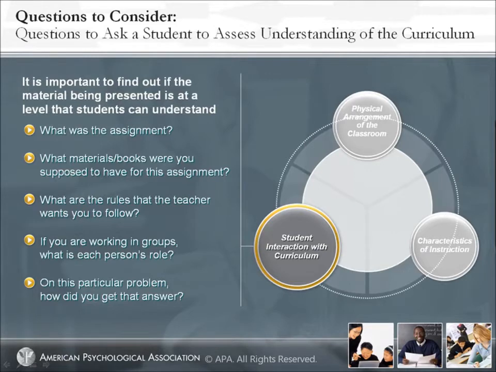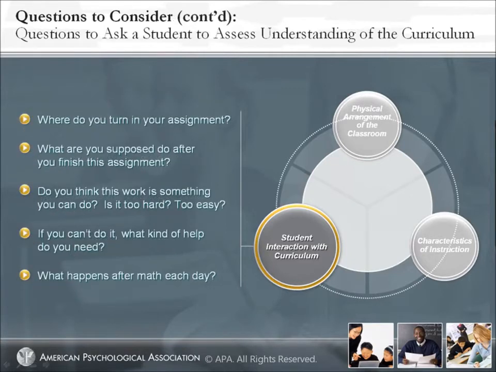Potential questions to ask students are: what was the assignment? What materials, books, were you supposed to have for this assignment? What are the rules that the teacher wants you to follow? If you are working in groups, what is each person's role? On this particular problem, how did you get that answer? Where do you turn in your assignment? What are you supposed to do after you finish this assignment?